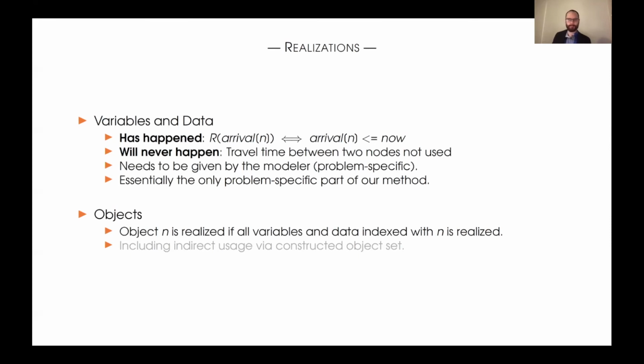Objects, okay. We saw the enums. What about objects? The object n is realized if all variables and data indexed with n are realized. And this also includes indirect usage via constructed object sets. So it's both n as a node, and n as a customer, and n as a vehicle, and whatever, in whatever way that's possible. So we have that mapping between. And we will always reason on objects from now on because it's much easier.